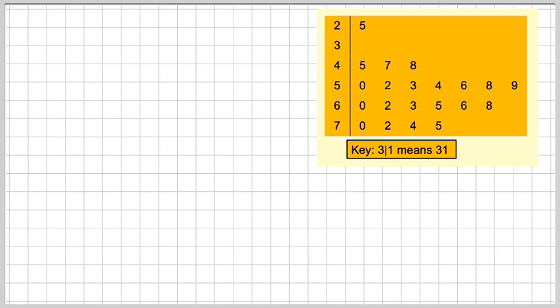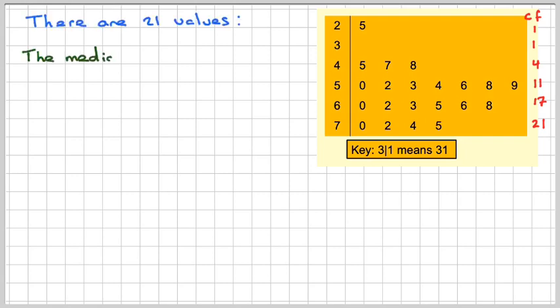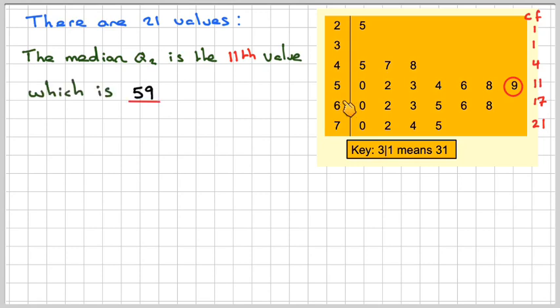So a good idea if you've got a stem and leaf plot is to work out the cumulative frequency. So that's 1. That'll still be 1 because there's nothing in the 30s. Then we're going to add another 3, 4. You get the idea. 11, 17, and 21. Right. So there are 21 values, and therefore the median is the 11th value. So we can identify that one straight away. So we'll put a little circle around that, which is the 59, 5 and 9.